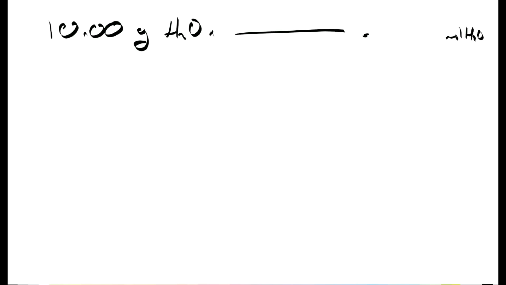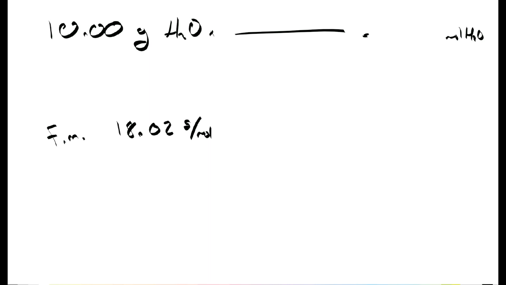So let's say we have 10.00 grams of water, and we need to know how many moles of water we have. Well, the formula mass of water is 18.02 grams per mole.